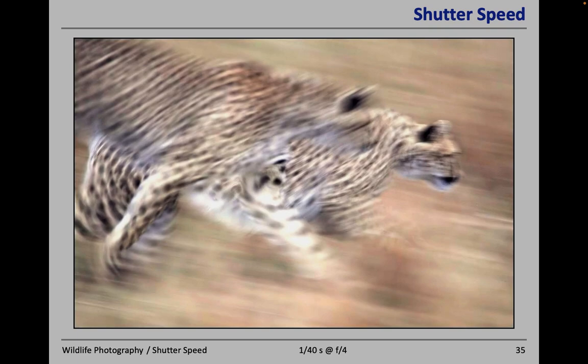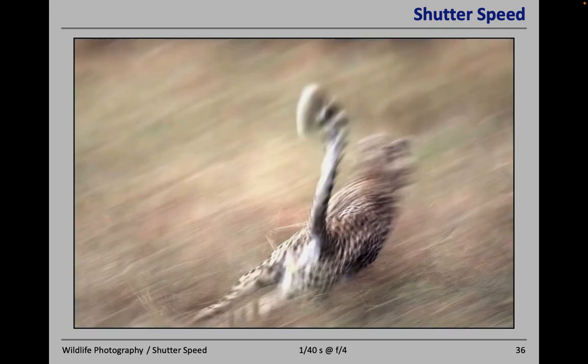So although it wasn't what I intended, I ended up with quite a nice image because it really does convey the motion of a really fast animal. And a fraction of a second later, they were veering back off into the bush, taking a left-hand turn.